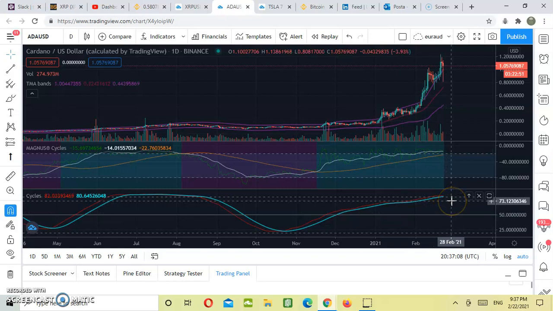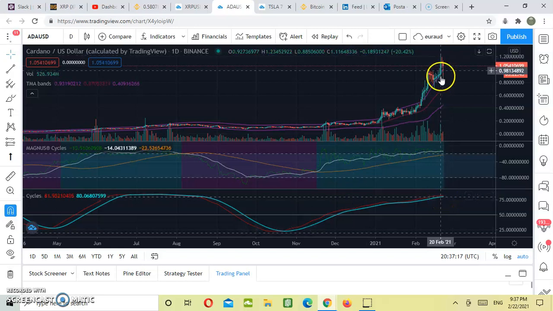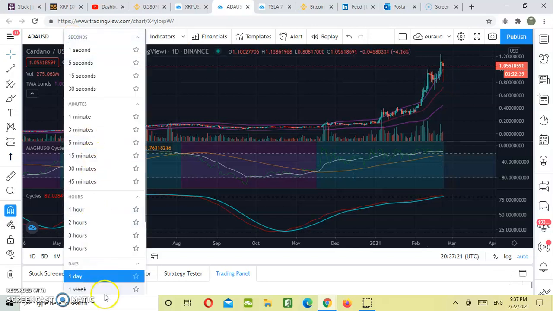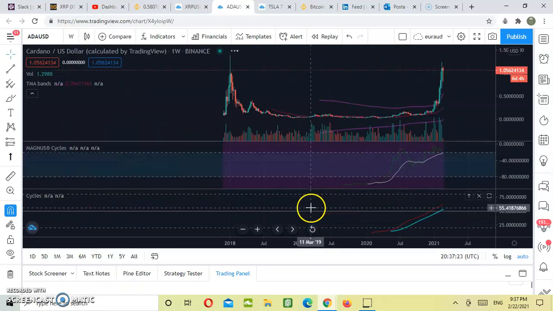Still, in terms of cycle, we don't see the red curve crossing below the azure one, yet I was expecting a retrace, which actually happened. It will be more visible if we switch to the weekly chart right now here.